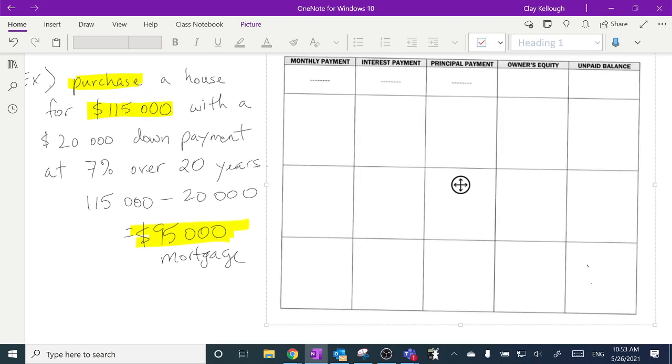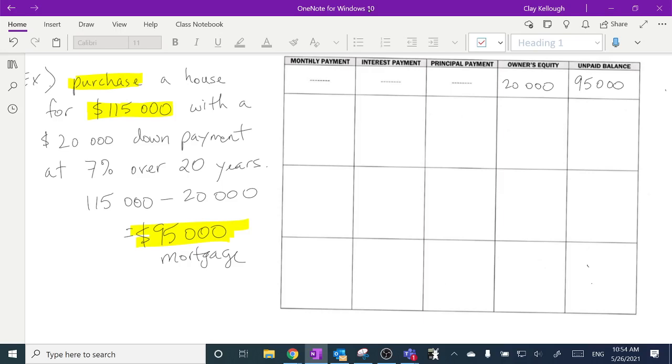All right, let's start calculating. The $95,000 is how much unpaid balance I have at the start, right? That goes there. How much of the house do I own? That's my equity. How much of the house have I paid for so far? $20,000. My down payment always goes there. So before I even start making monthly mortgage payments, those are the two numbers I start with. That's the way these things always start.